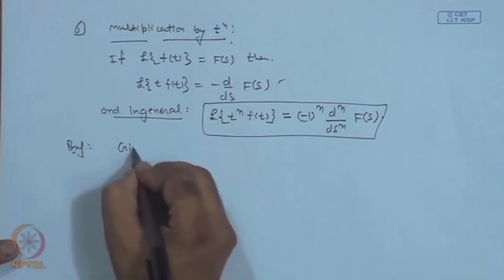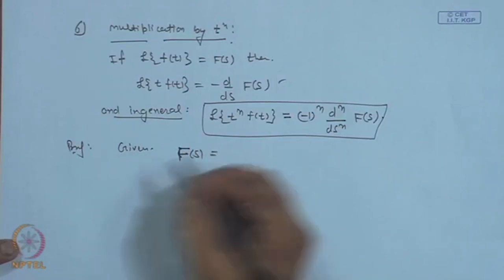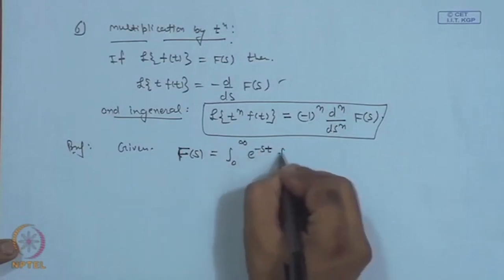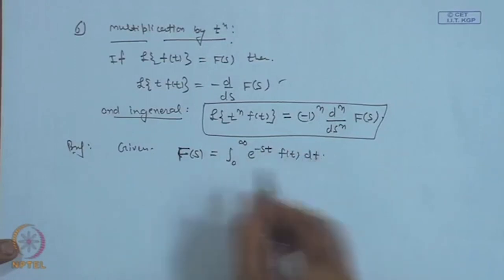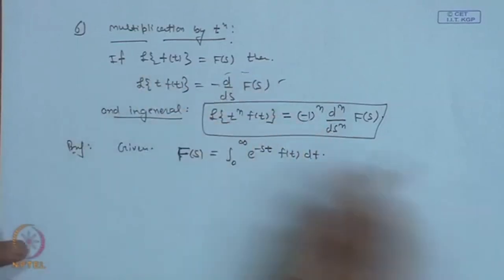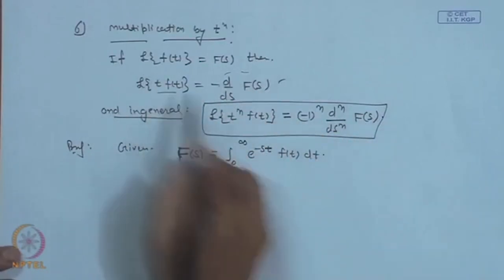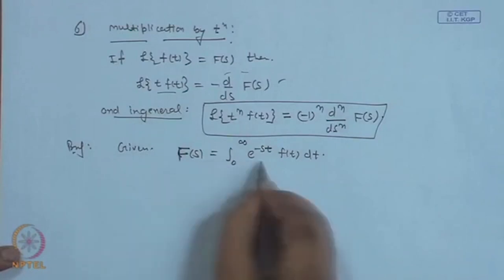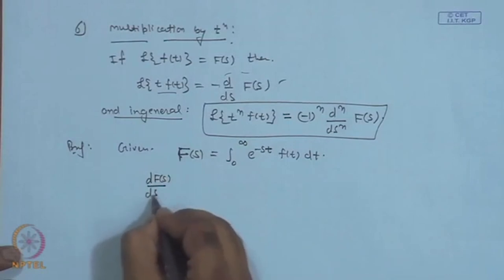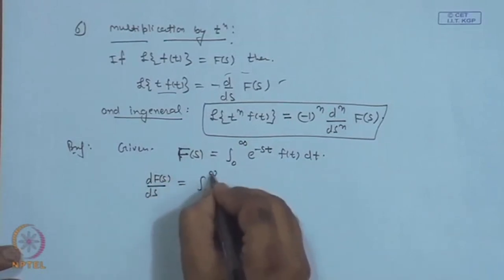So, what is given is that F(s), the Laplace transform of f(t), is the integral from 0 to infinity of e^(-st) f(t) dt. We will start with this side and arrive at the result that d over ds of F(s) is nothing but the Laplace transform of minus t f(t). So, here we have F(s), now we take the derivative with respect to s. So, dF(s) over ds will be the integral from 0 to infinity.